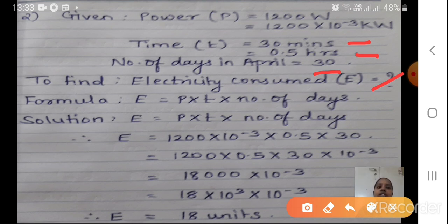When you do this multiplication, here you can see what value I am getting. 10 raised to minus 3 I have kept as it is. When I do this multiplication, I am getting 18,000 multiplied by 10 raised to minus 3. Now this 18,000 I can write as 18 multiplied by 10 raised to 3, multiplied by 10 raised to minus 3. Now the minus 3 and plus 3 cancel off, and the only value remaining is 18 units. Okay students, I hope you understood this. You solve it on your own.